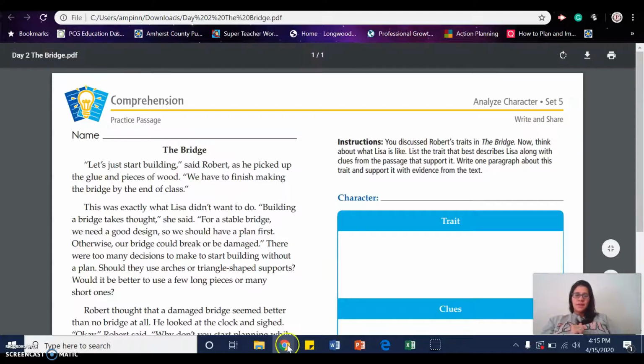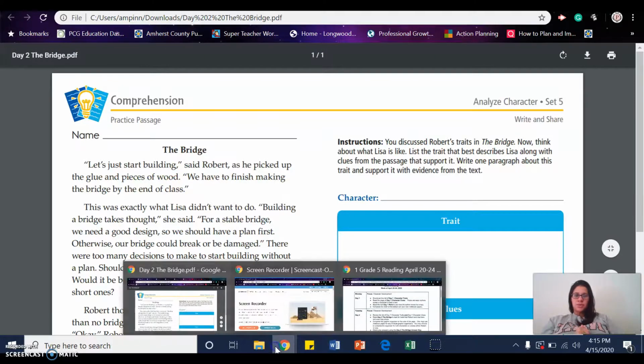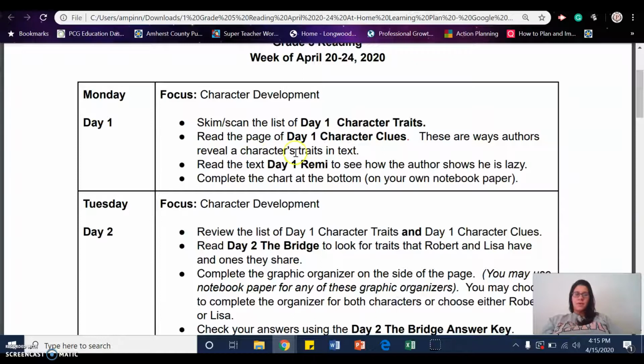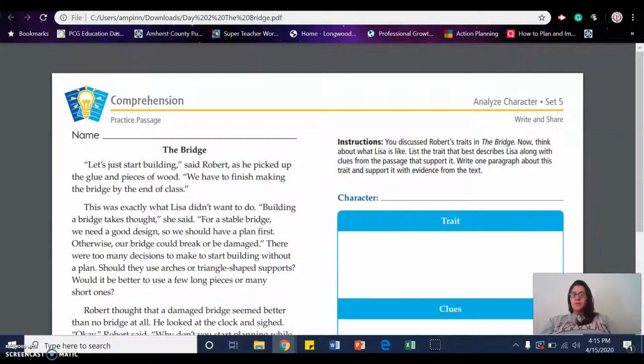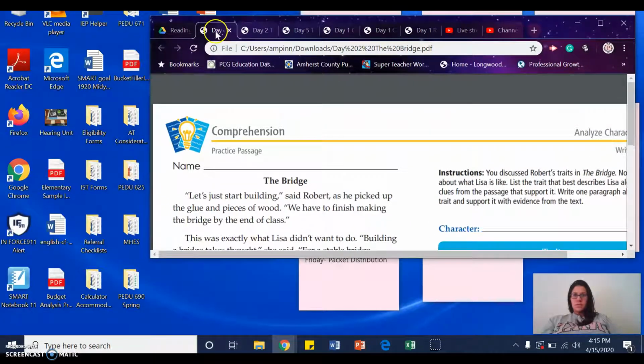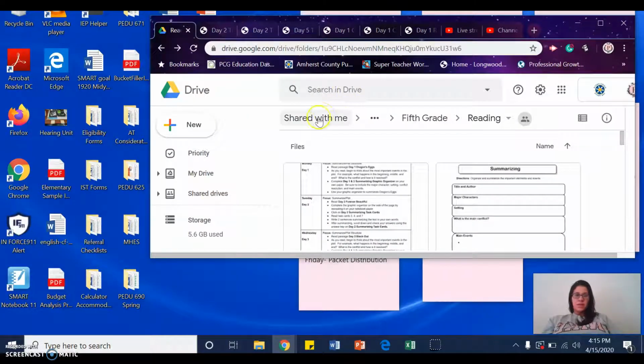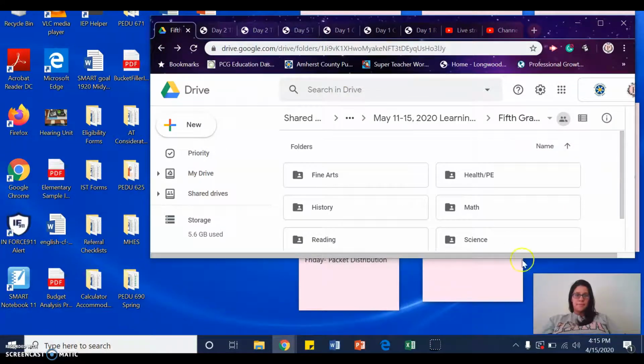Okay, so let's go back to what we're responsible for day 1. And that is all that we needed to do for day 1. So let's take a quick look at the math to see what you're responsible for on math.